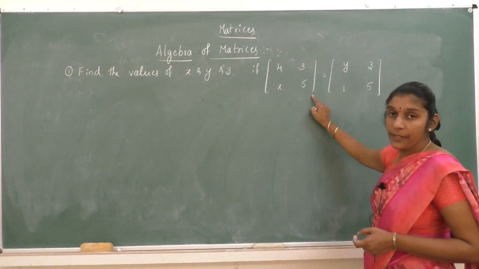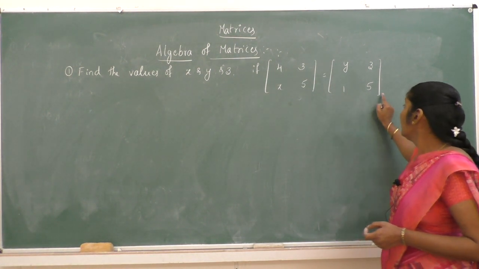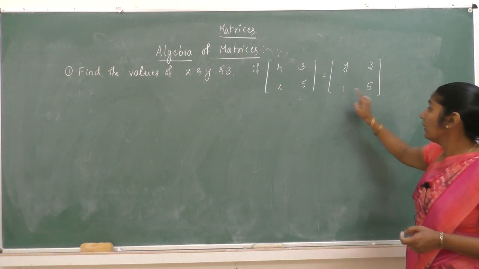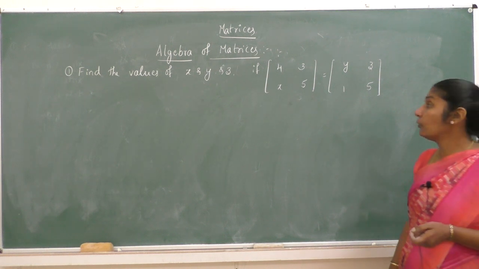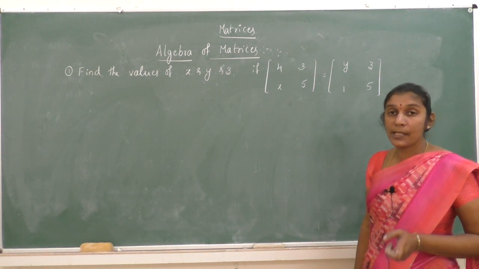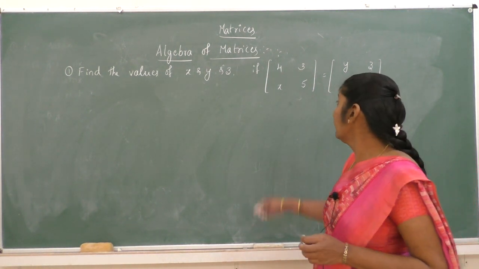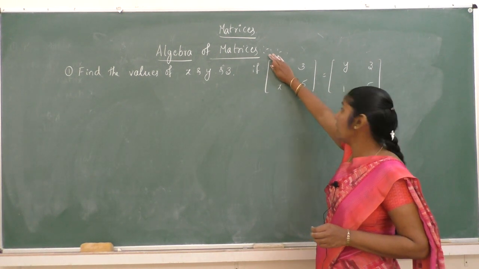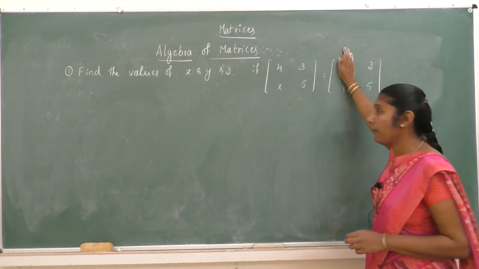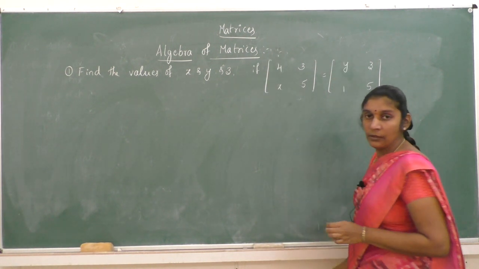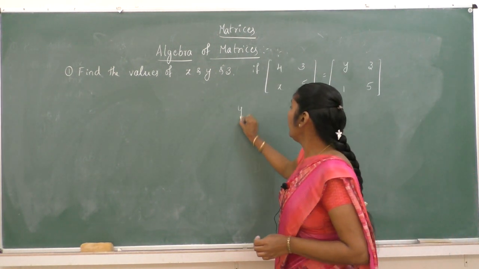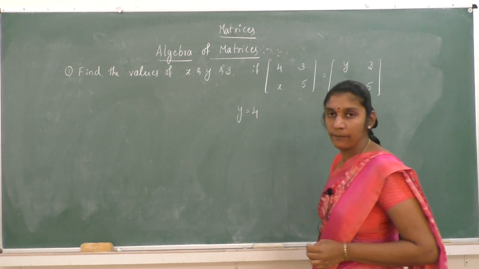So what is the order of this matrix? 2 cross 2. And the order of this one? 2 cross 2. These two matrices are equal, right? If the two matrices are equal, then the corresponding elements must be equal. So first row first element is equal to first row first element. That means 4 must be equal to y. What is the value of y? y is equal to 4.